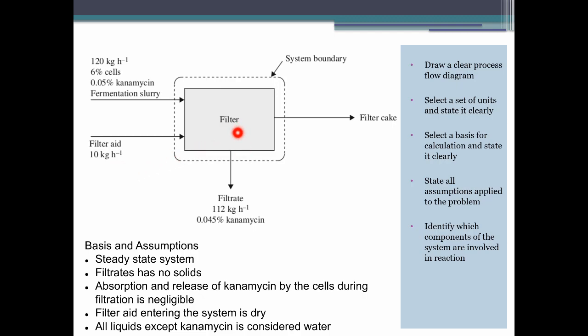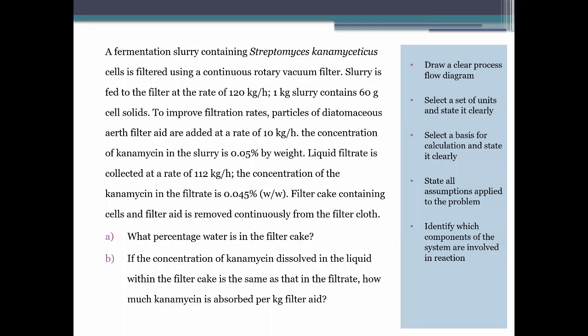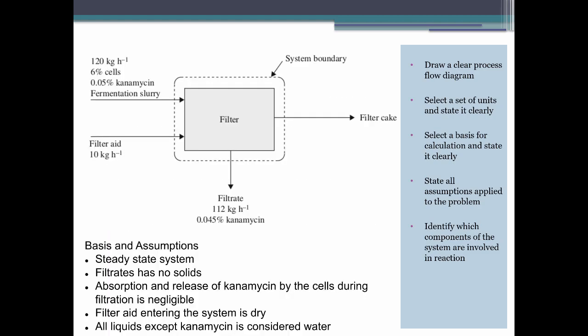And then, what goes out? You have the filter cake and of course the filtrate. So the filtrate is stated at 112 kg per hour going out, and you have 0.045% kanamycin in the filtrate. So we have now a visual of the system. The enumeration, the list of these values, now we can better visualize what those values meant. So we have the process flow diagram.